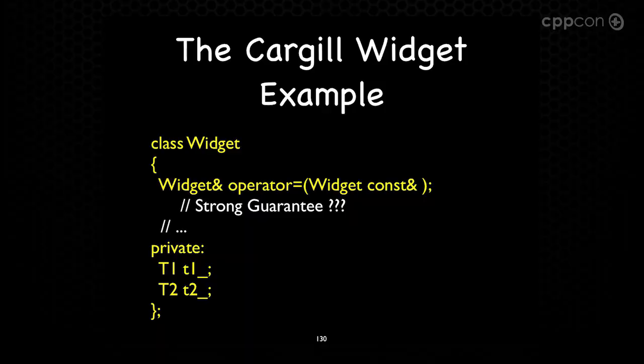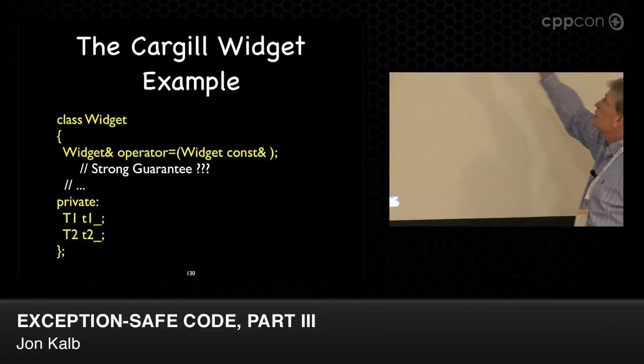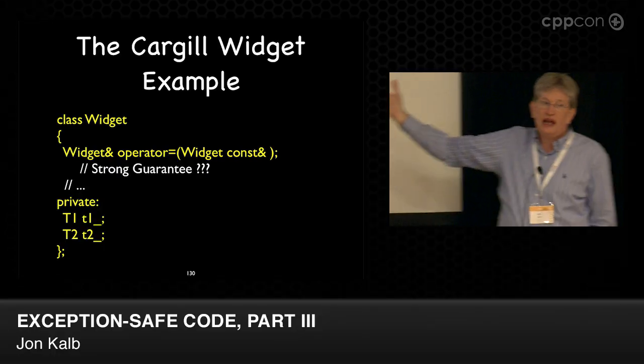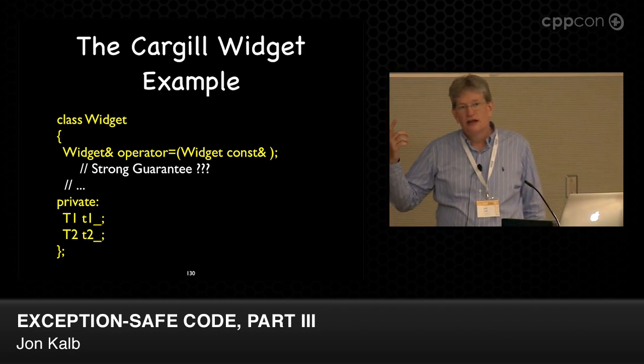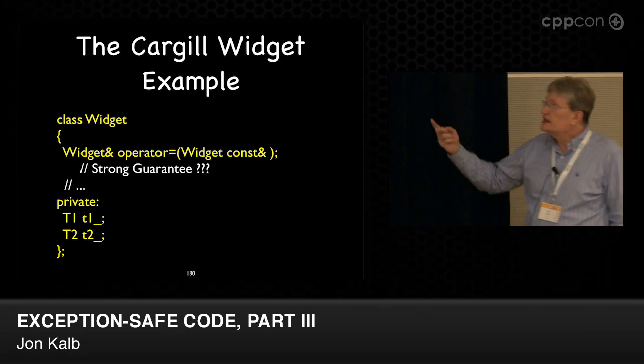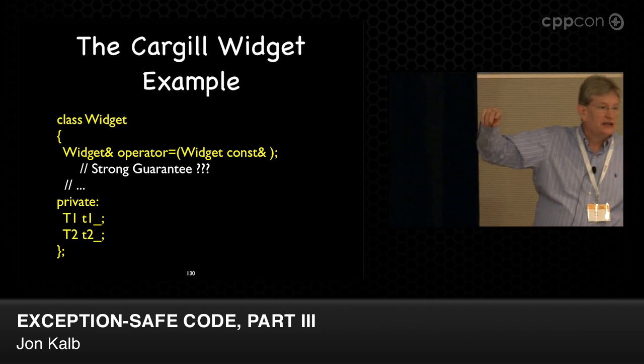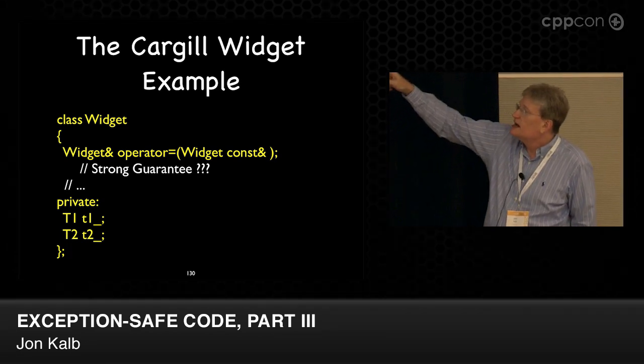All right. Here's Cargill's widget example. I'm going to go through this kind of fast, but the idea is, could we get the strong guarantee? We have a widget. It has two members, a T1 and a T2. And we want to write an assignment operator. Could we have the strong guarantee? What's the strong guarantee again? The idea is, do or do not. That's right. That's what Yoda would say.